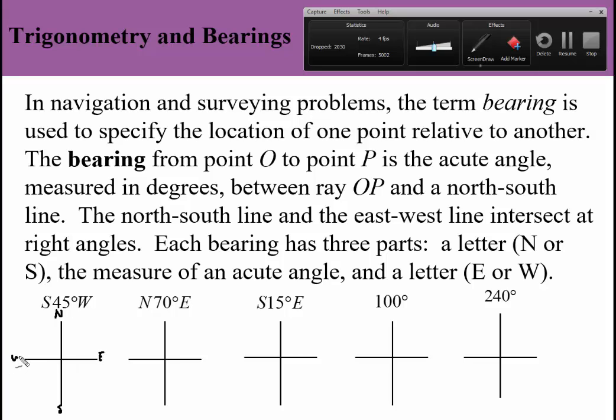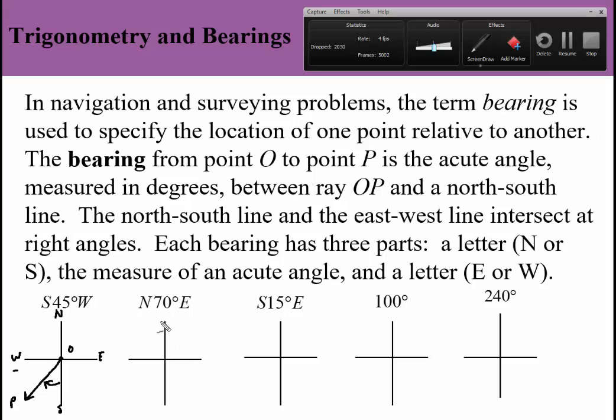So we're going to do some navigation and bearing problems. We would go south 45 degrees west here. So we would split this right angle, and this is the angle in question here, south 45 degrees west. They might call this initial point O, and down here P, for ray OP. That would form this angle in navigation.